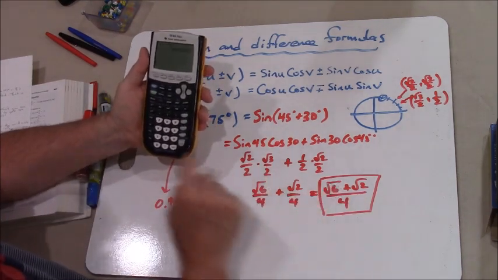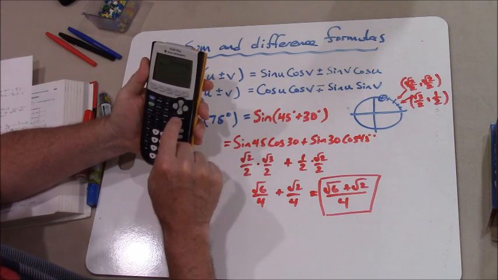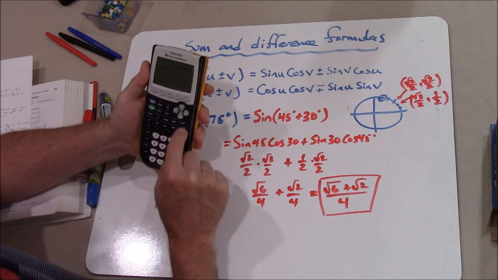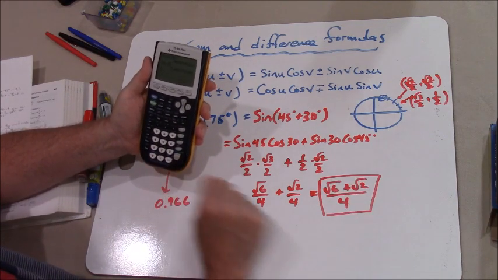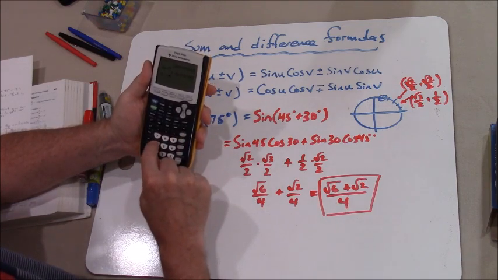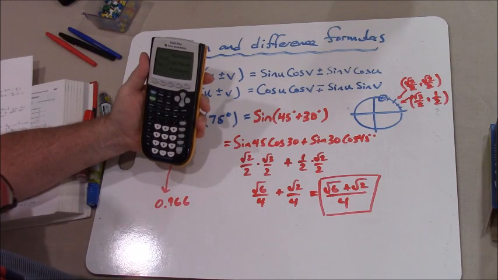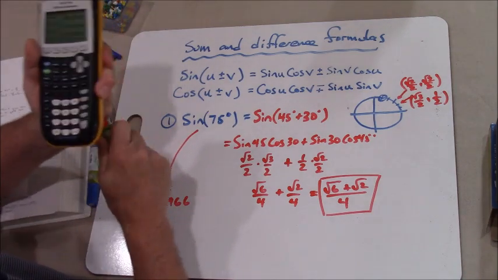So I'm going to do the square root of 6 plus the square root of 2. I'll go ahead and hit enter to get the numerator taken care of. And now I just need to divide that by 4. And I got 0.9659, which is 0.966. Yeah, so those are equal to each other. That checks out.